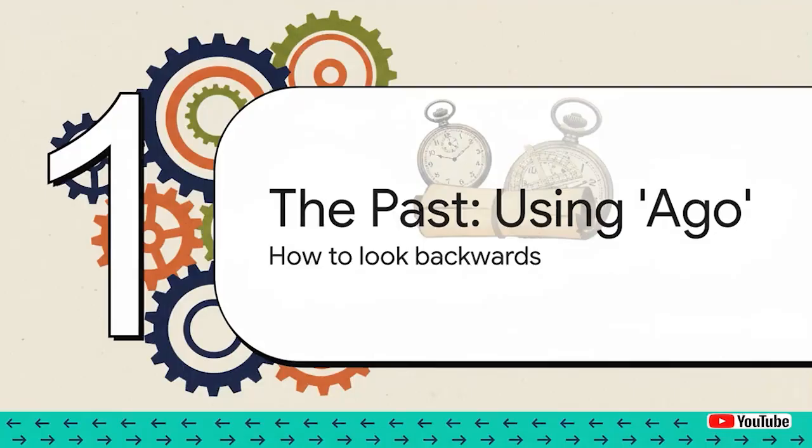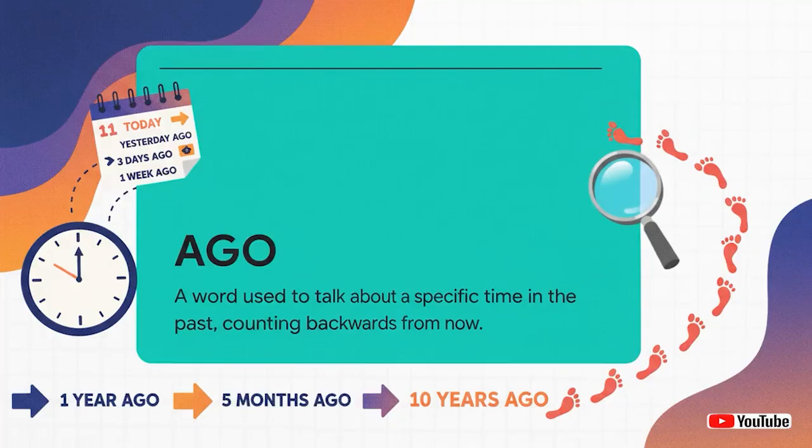So let's really focus in on that first idea. We're going to be looking backwards into the past, and the main tool we're going to use for that is this simple but really powerful word, ago. Here it is, ago. This word is your signal for the past. And the most important thing to remember is that it always starts from right now and counts backwards. Just think of it like you're taking steps back in time from where you're standing today. 3 days ago, 5 months ago, 10 years ago. See, they all start from now and just go back.